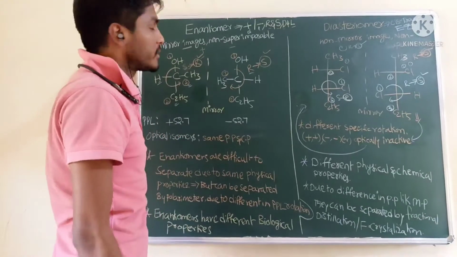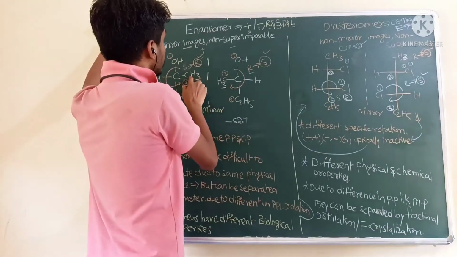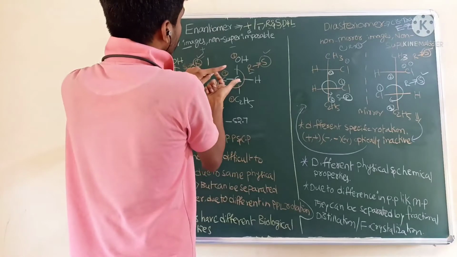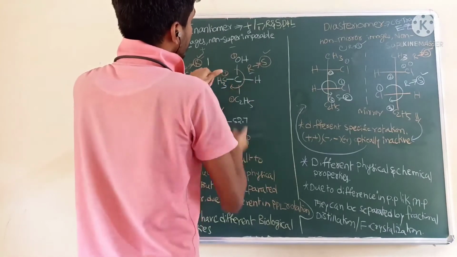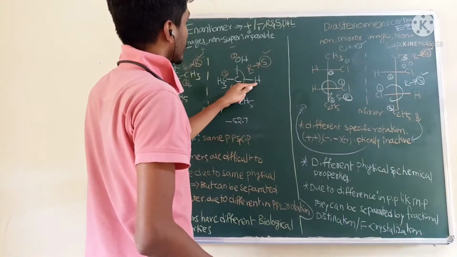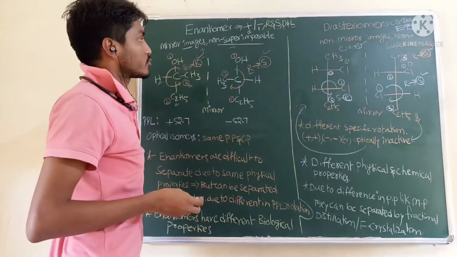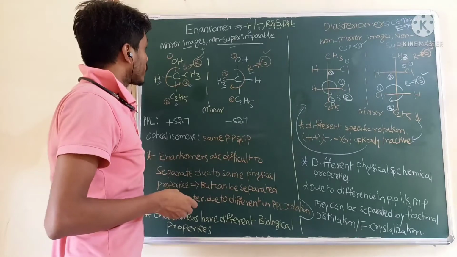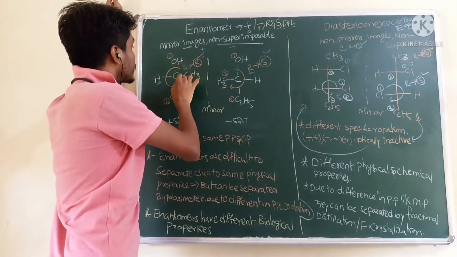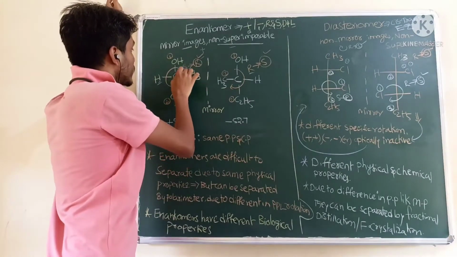But when you keep one structure on the other structure, then CH3 is there, and here H is there. So this CH3 does not match with H. That's why these are non-superimposable.